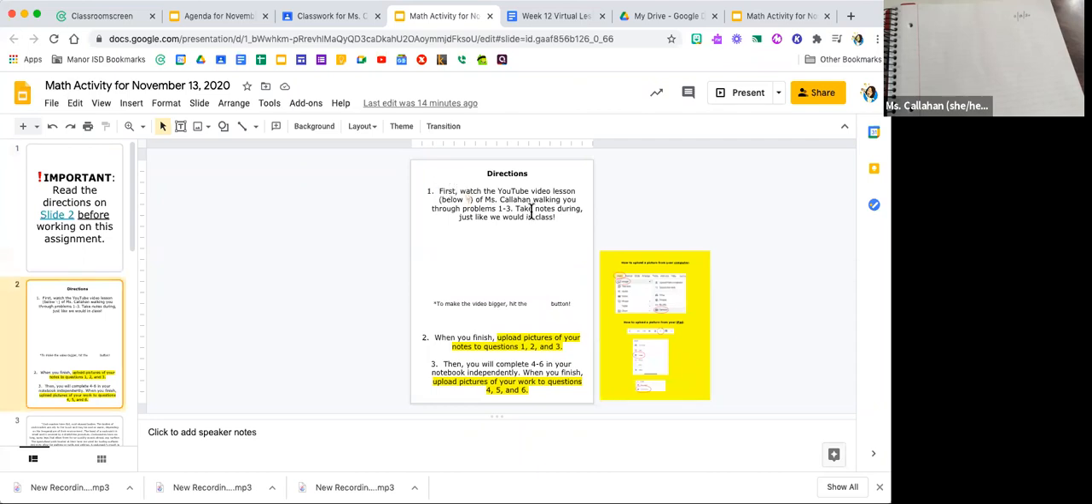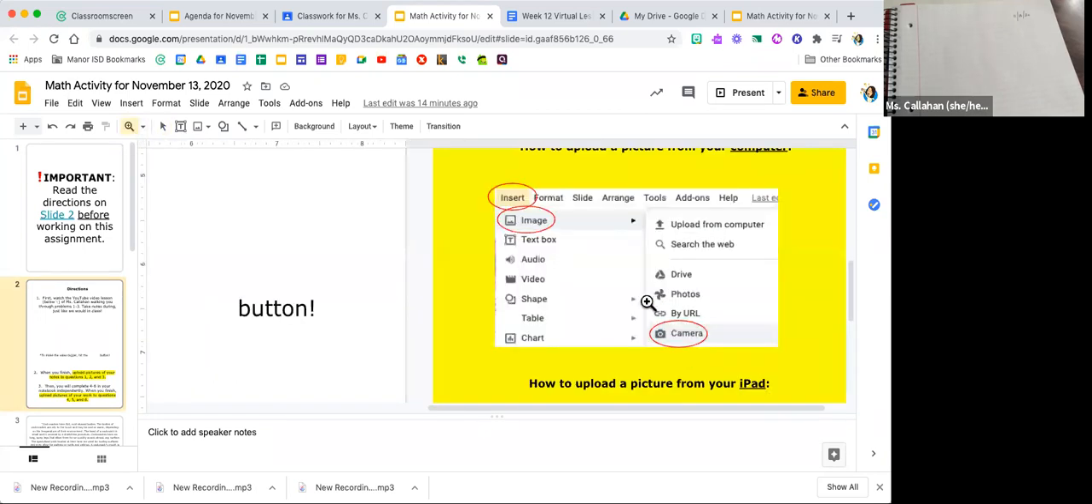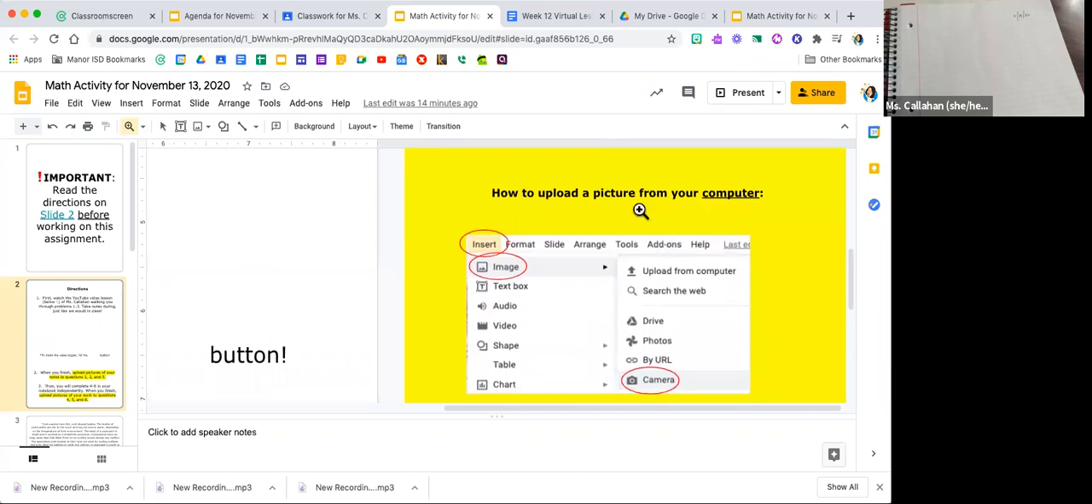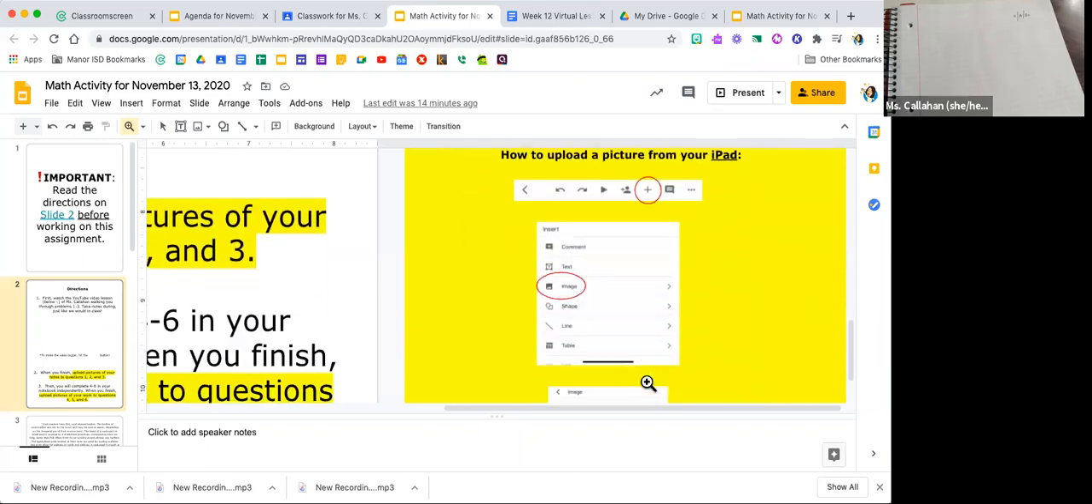So it says, watch the YouTube video lesson of Miss Callahan walking you through questions 1 through 3, which is exactly what you're doing, and right here will be the video that you're watching. And then when you finish, you're gonna upload the pictures of your notes to questions 1, 2, and 3. And if you need a reminder on how to do that, there is a reminder right here, how to upload from your computer: insert image camera, and how to upload a picture from your iPad.